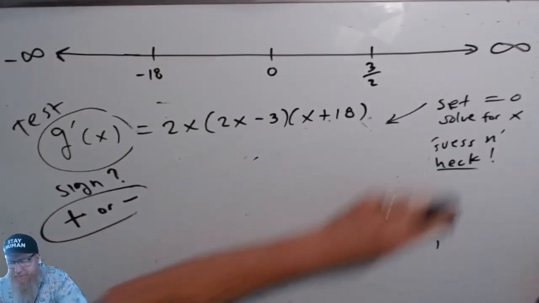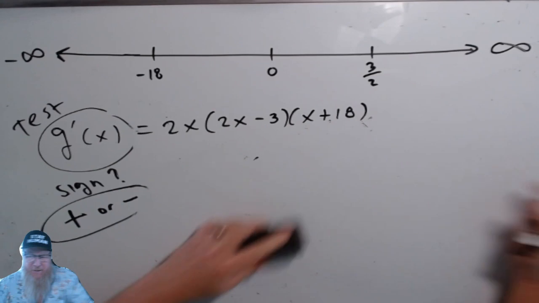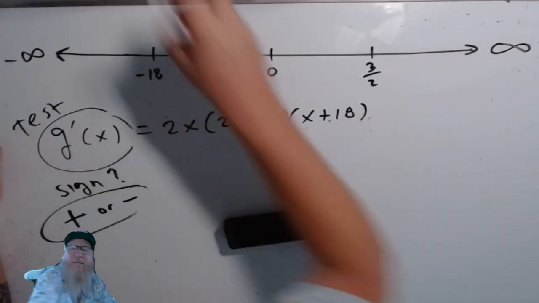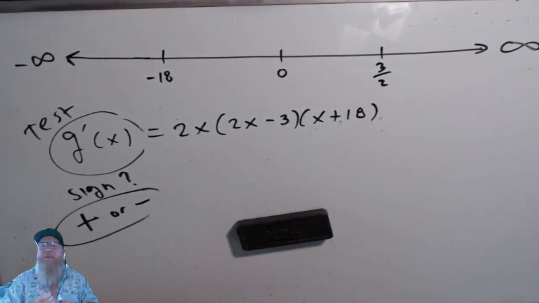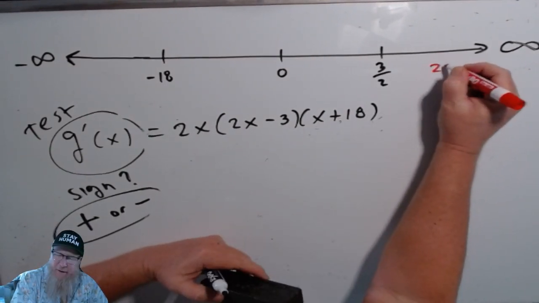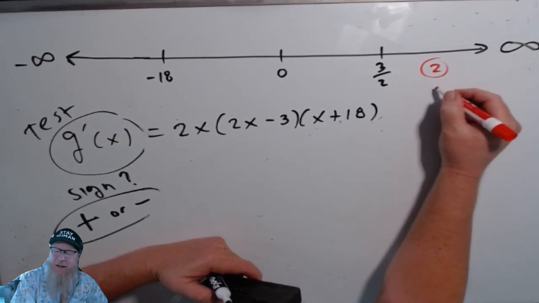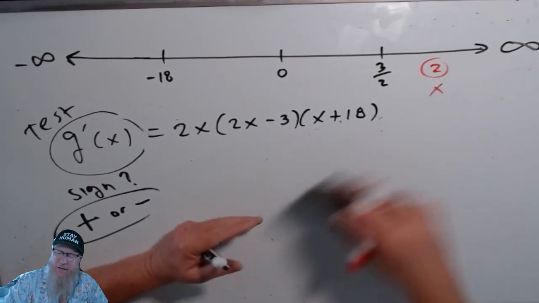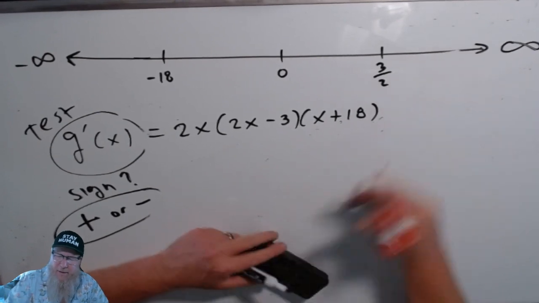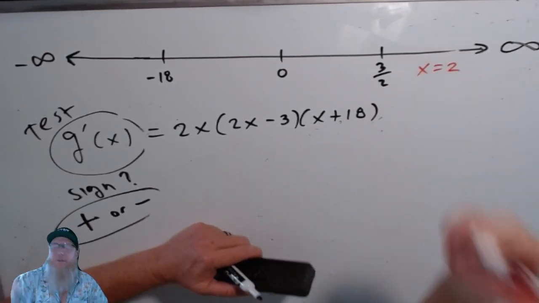Okay. I've got my critical values listed out in order. Now I'm going to pick some test points. Any number greater than 1.5. So how about 2? Remember, this is an x value. So you could say x equals 2 as well. Either way, or you can just say 2.